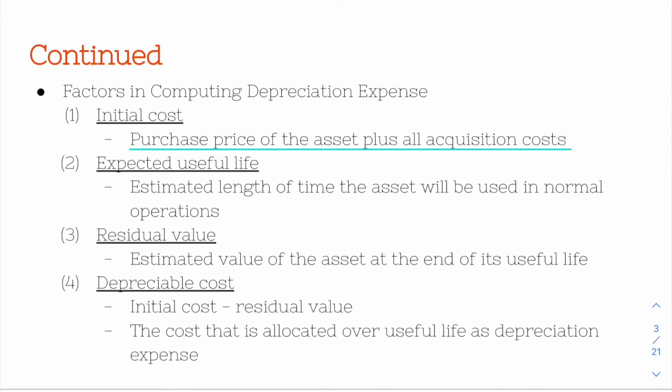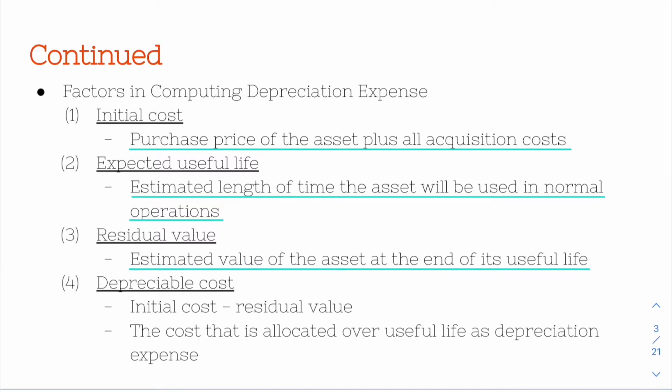The expected useful life is the estimated length of time the asset will be used in normal operations. This is kind of like an industry statistic type figure, so it might be this specific machine we know has a useful life of 5 years, or this equipment has a useful life of 7 years, and you'll be given that expected useful life value. Residual value is the estimated value of the asset at the end of its useful life. And usually I get questions about, well, why isn't it 0?